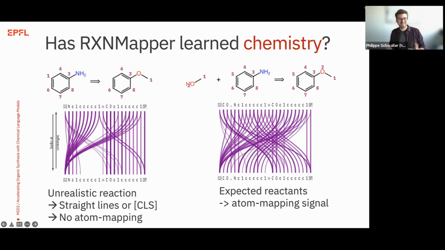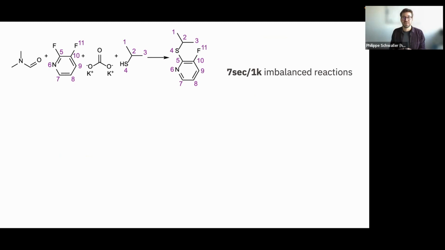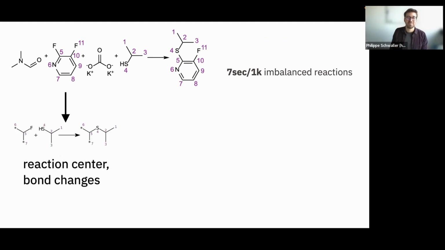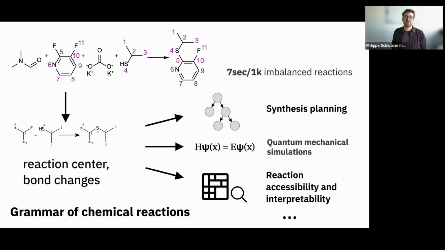So to some extent, it has learned a bit of chemistry, and it's not just done as a rule-based model that would always map a benzene ring to a benzene ring. It's also really fast. GPU accelerated, we map at roughly 7 milliseconds per reaction. And once we have a huge reaction data set mapped, we can extract different information like the reaction center, bond changes, basically the grammar of chemical reactions. And this can then be used to improve downstream applications. On the next slide, I will just show you where atom mapping is used in synthesis planning.